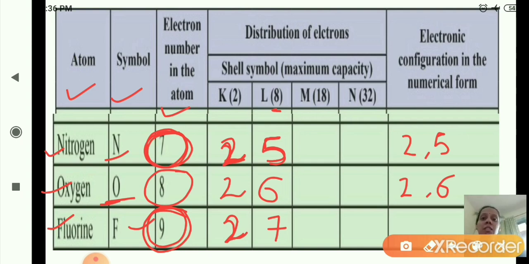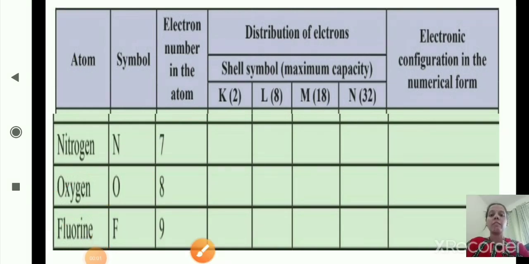Okay, if it exceeds the maximum number, then you will move to the next shell. So now here in the K shell there are 2 electrons, and in L shell there are 7 electrons. So total 2 plus 7, that is 9 electrons. So how will you write down the electronic configuration? That is 2, 7. Okay, so 2 electrons in K shell and 7 electrons in L shell. So in this way you will write down the electronic configuration for each atom. Okay, I hope you are clear till here.